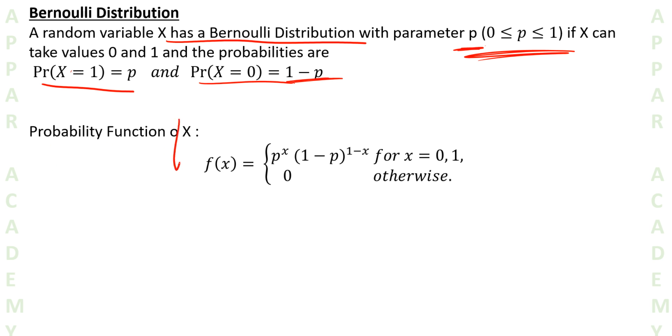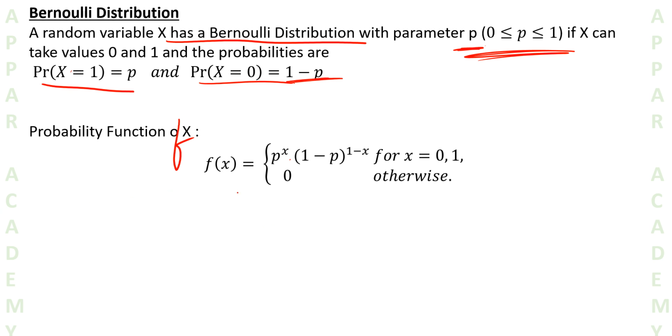So the probability function of x, what exactly is it? It simply says f of x is equal to p to the power x into 1 minus p to the power 1 minus x for x is equal to 0 and 1, and 0 otherwise. So why is it this? We have already seen the probability function, that is f of x is equal to p to the power x into 1 minus p to the power 1 minus x for x is equal to 0 or 1, and this is 0 otherwise, because x can take either value 0 or 1 and it cannot take any other value, so it's 0 otherwise.